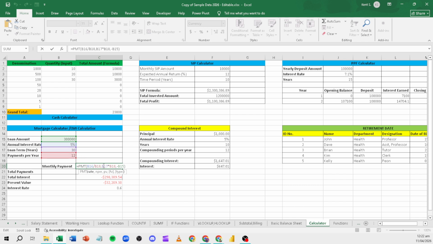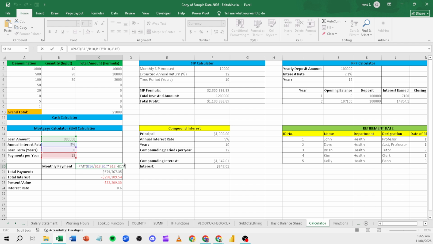Next, add a label for monthly payment, EMI, and leave the cell to its right for the formula. We'll use Excel's PMT function, which calculates the periodic payment for a loan. The structure is PMT, rate, NPER, PV. Rate is your annual interest divided by payments per year. NPER is the total number of payments, which is loan term in years multiplied by payments per year. PV is the loan amount.